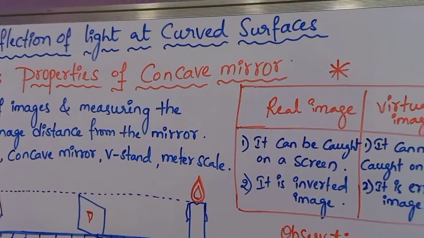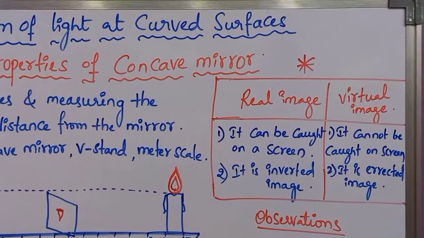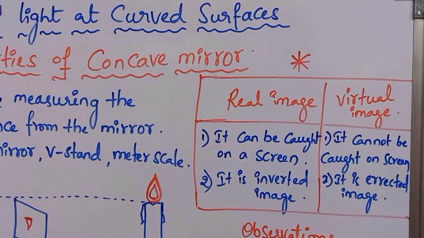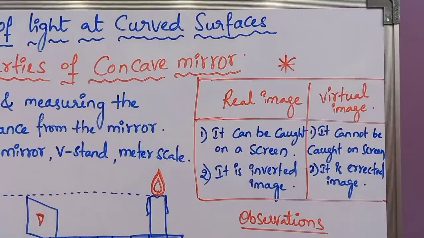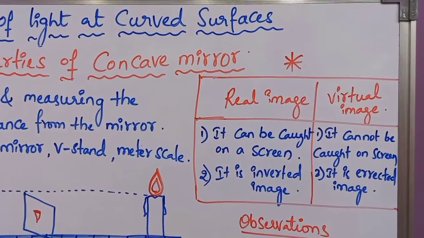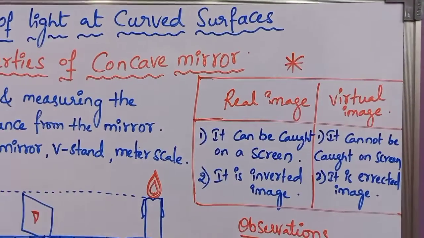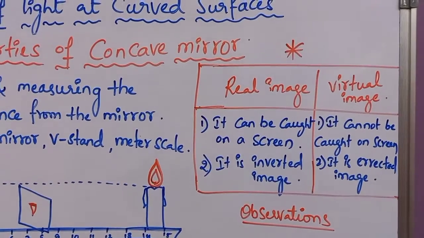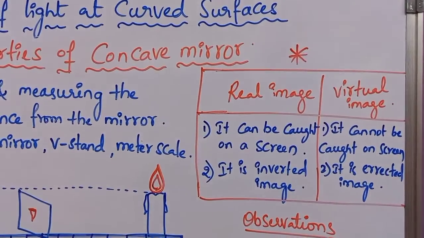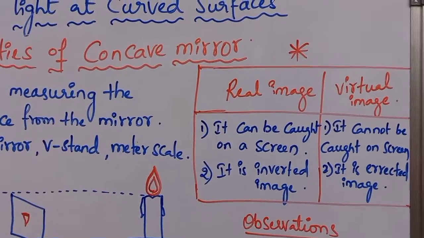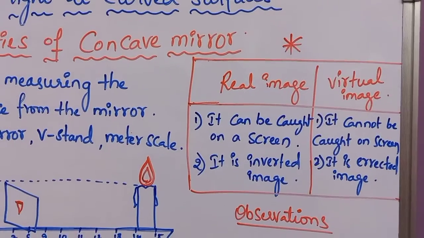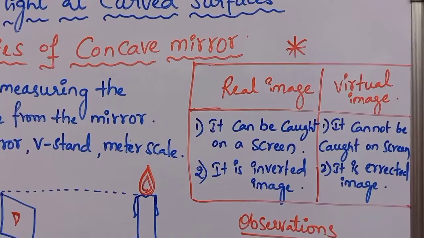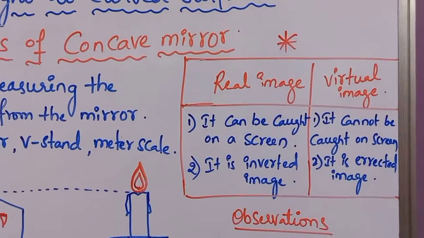See, children, in the previous class, we have learnt that the sun is the source of light which is far away from us, at a longer distance from us. Therefore, the sun rays are parallel, and when these parallel sun rays are allowed to pass through a concave mirror, they will converge at a point, and at that converging point, we can catch the image of the sun. The image can be caught on a screen.